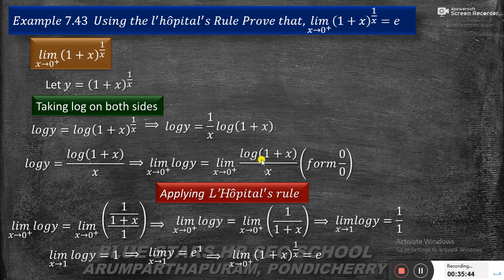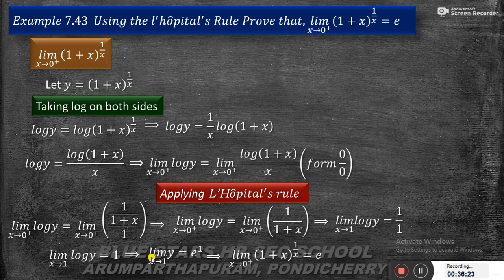Limit x tends to 0 plus, log of 1 plus x. I differentiate the log: the derivative of log is 1 by (1 plus x). Next, the derivative of x is 1. So I differentiate the denominator: the derivative of x is 1. So 1 by (1 plus x) by 1. So limit x tends to 0 plus log y equals limit x tends to 0 plus 1 by (1 plus x). In the next step I substitute the limit x equal to 0. So 1 by 1. Therefore limit x tends to 0, log y equals 1.